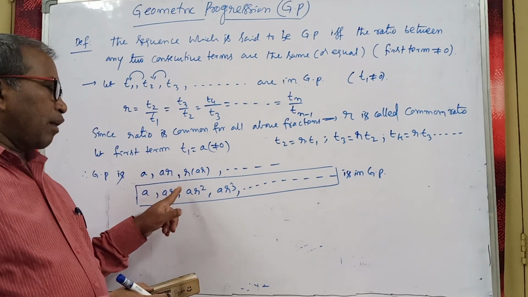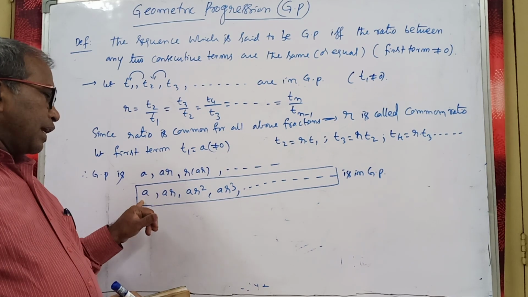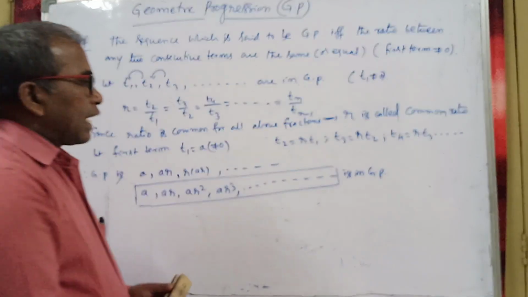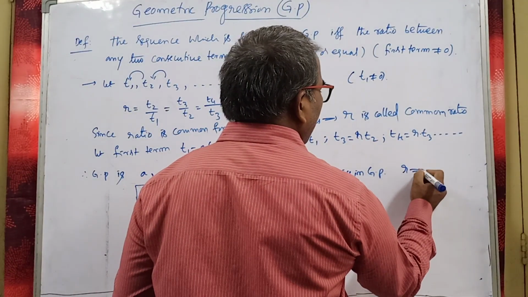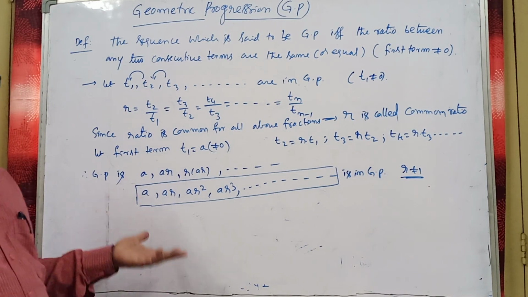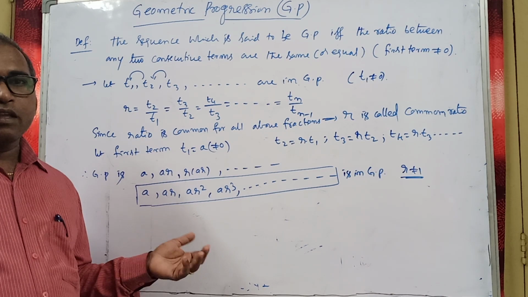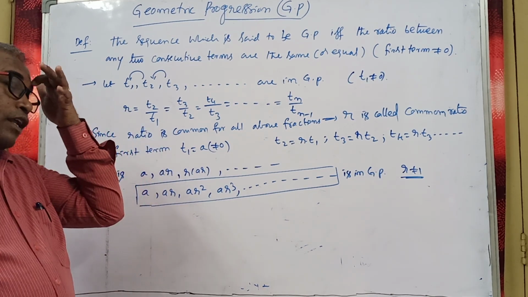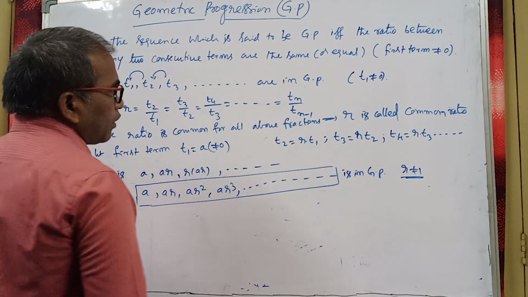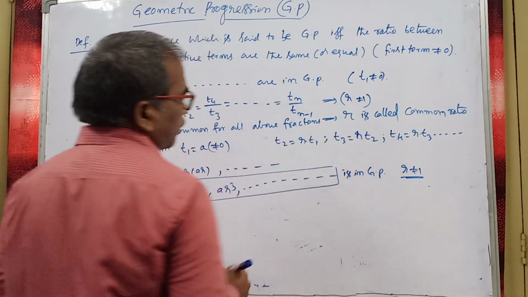What is the general form of AP? A, A plus D, A plus 2D, A plus 3D. And the general form of GP is A, AR, AR square, AR cube. But R is not equal to 1, remember. If R is 1, then that is a constant series, where every term is the same. Only if R is not equal to 1 is it a GP. So you can write R not equal to 1 here also.